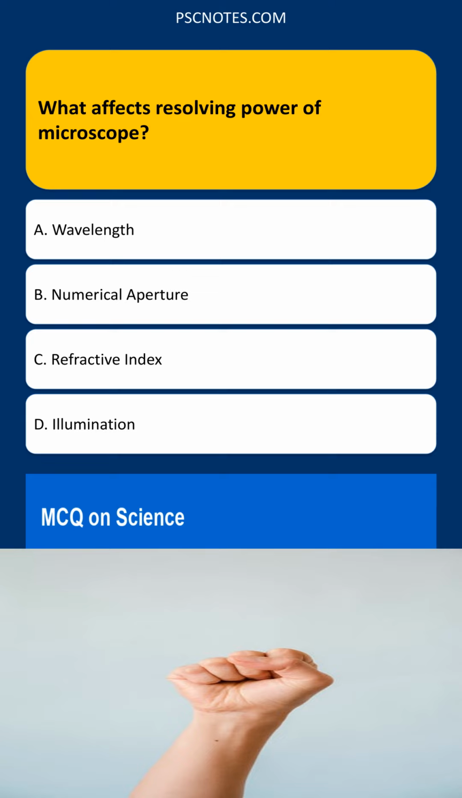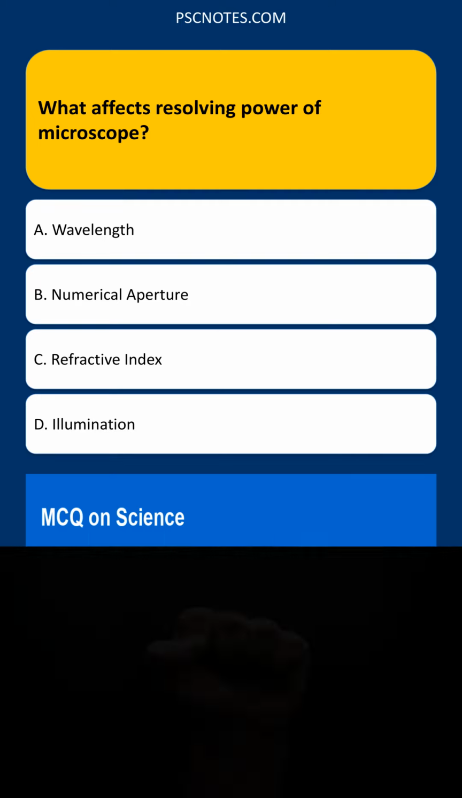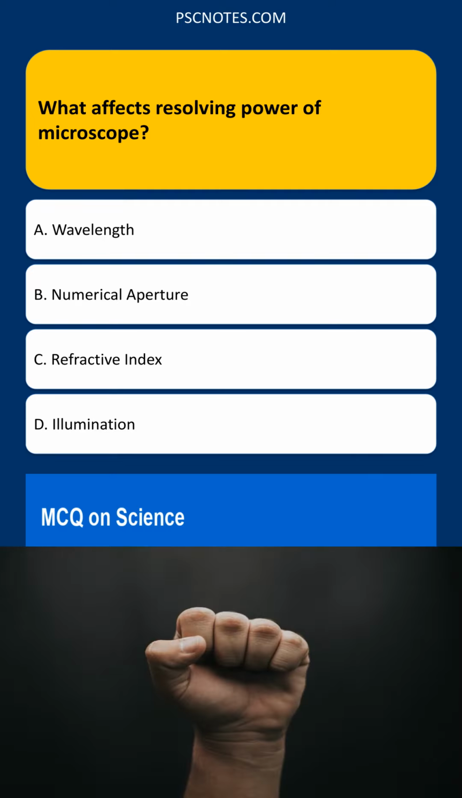The resolving power of a microscope is its ability to distinguish between two closely spaced objects as separate and distinct. It is determined by the following equation. Resolving power, d, is equal to lambda over NA, where d is the minimum distance between two resolvable points, lambda is the wavelength of the light or radiation used for illumination, and NA is the numerical aperture of the objective lens.